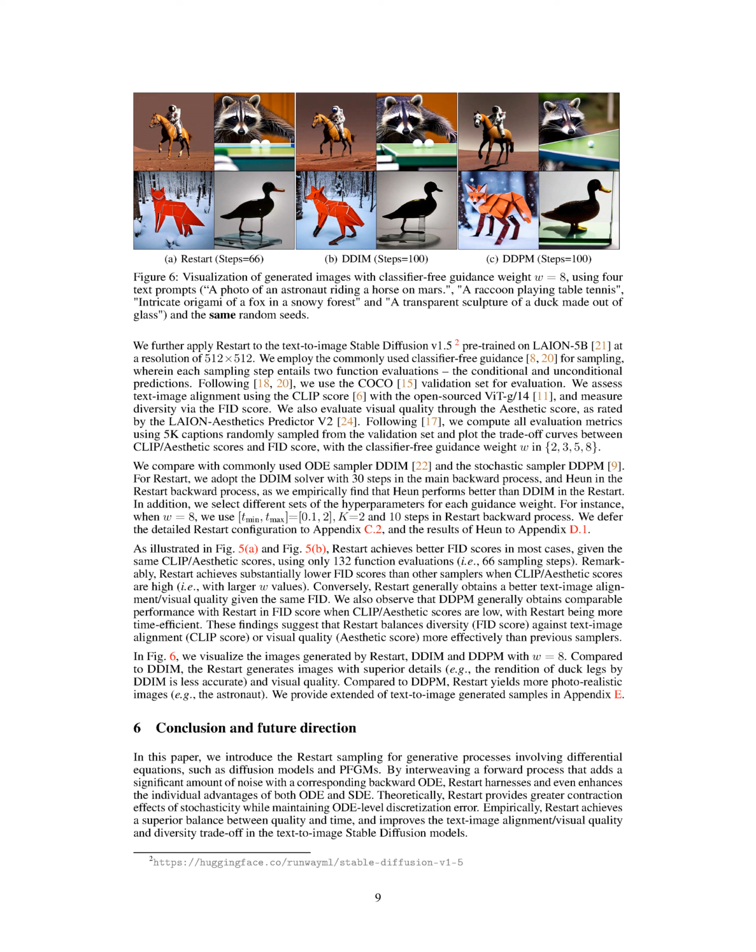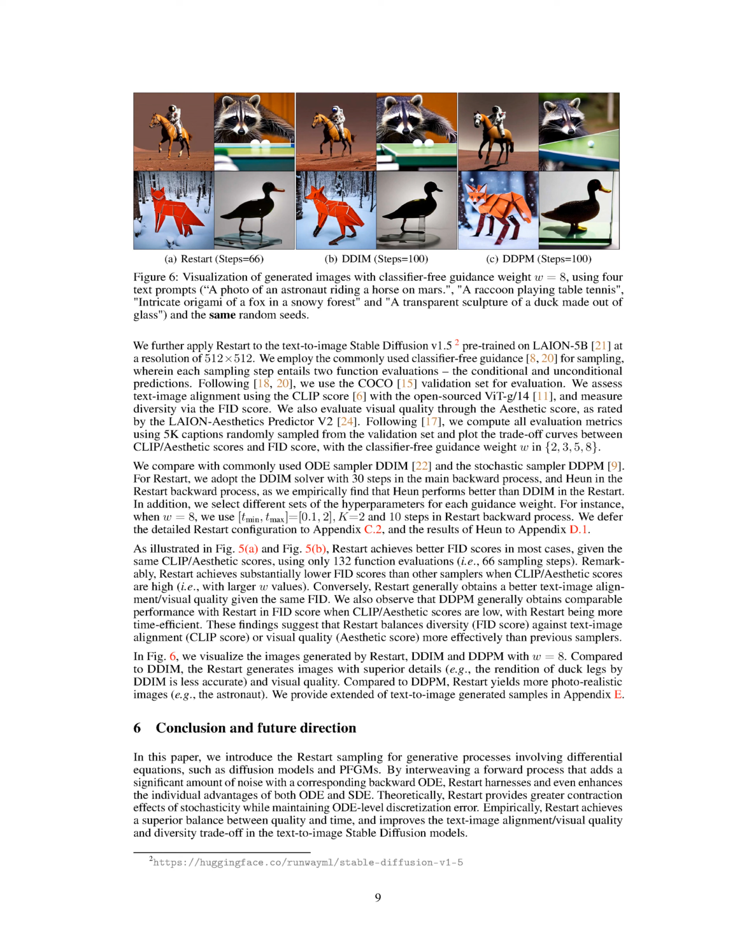We assessed the alignment between the text and generated image using the CLIP score with the open-sourced ViT-G/14, and we gauged diversity through the FID score. Furthermore, we examined visual quality via the aesthetic score, as judged by the LAION Aesthetics Predictor V2. To calculate these metrics, we randomly picked 5,000 captions from the validation set and plotted the trade-off curves between CLIP aesthetic scores and the FID score. We varied the classifier-free guidance weight, w, among 2, 3, 5, and 8.